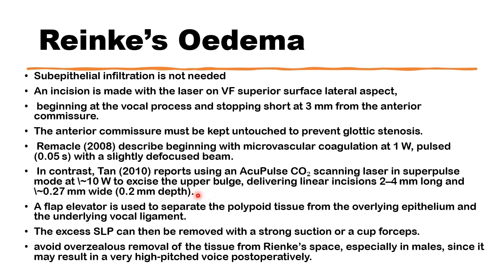And once the incision is carried out, the flap can be elevated, and the elevator can be used to separate the polypoid tissue from the overlying epithelium and the underlying vocal ligament. The excess material in the superficial part of the lamina propria can be removed either with a strong suction or with a cup forceps, but would need to avoid overzealous removal of the tissues from the Reinke's space, particularly in men, because if there is excessive removal of material from the Reinke's space, the voice can have a very high pitch after the operation.